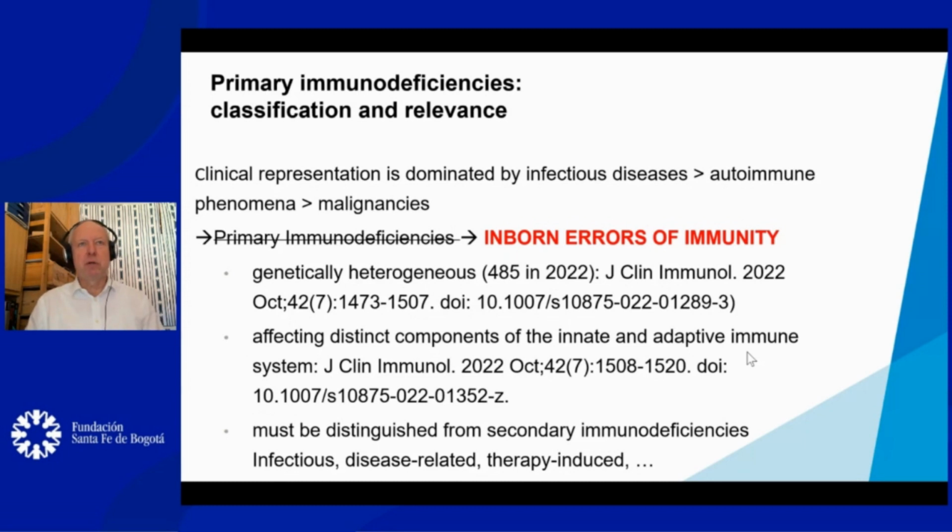We know today more than 485 different syndromes with inborn errors of immunity. They affect distinct components of the innate and adaptive immune system. And they must be distinguished from secondary immunodeficiencies, from infectious, disease-related, therapy-induced, and so on. So when we get a request for analyzing a primary immunodeficiency, we every time first ask for exclusion of an HIV/AIDS infection.